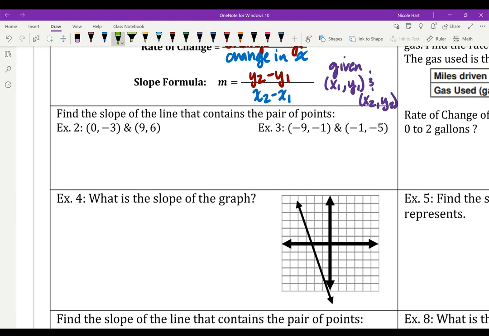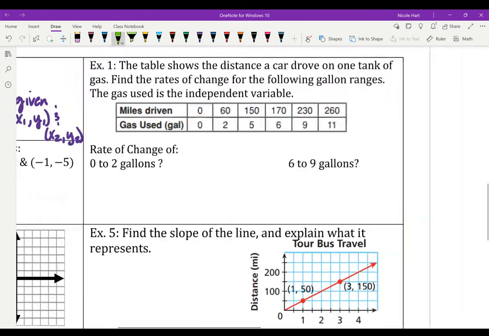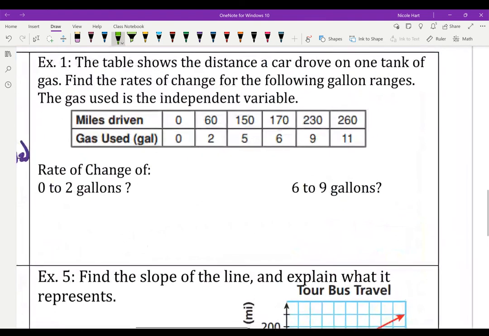We're going to just start off with example 1. Here we have a table that shows the distance a car has driven on 1 tank of gas. It says find the rate of change for the following gallon ranges. We have a table here, and it says specifically for us to use the gas as the independent variable. So that means the gas used is going to be our x value.